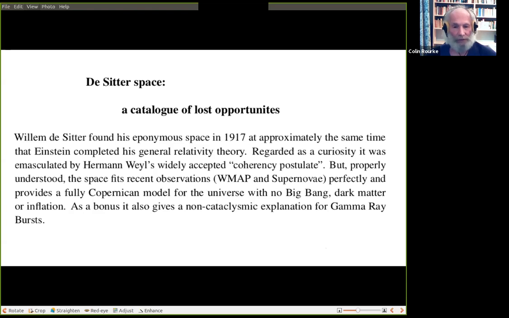This is what was circulated around. I'm going to talk about de Sitter space. This talk is going to be essentially all pure mathematics, pure geometry. This is a lovely space that everybody should know about.